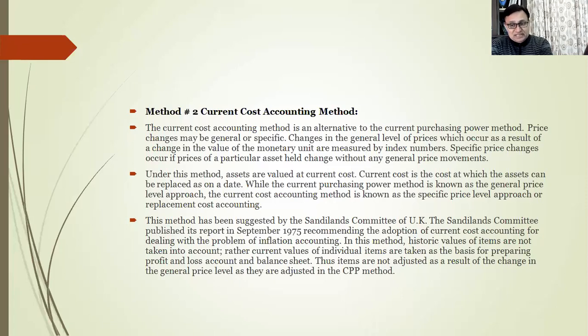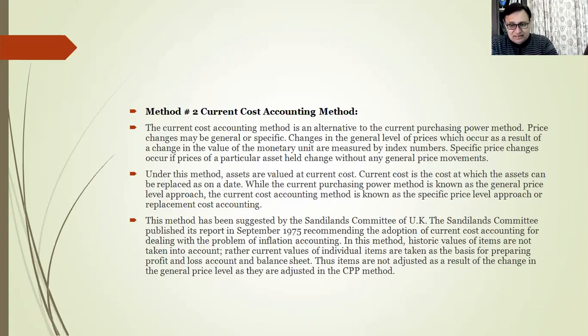While the current purchasing power method is known as the general price level approach, here we will not follow the general price level approach. We will find out the current cost of each asset and liability. The current cost method is known as the specific price level approach, or replacement cost accounting. This method has been suggested by the Sandilands Committee of UK. The Sandilands Committee published its report in September 1975 recommending the adoption of current cost accounting for dealing with the problems in inflation accounting.